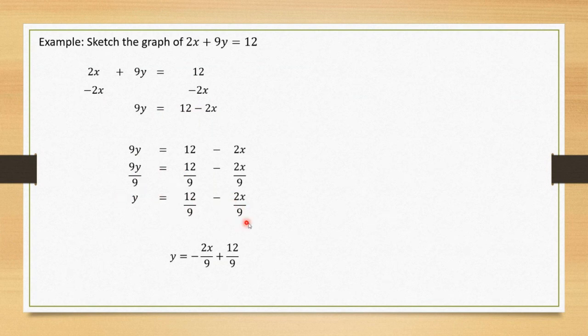And so from here, what we're going to do is we have this. Again, all I did was, you could leave it like this. I just wrote it as minus 2x over 9 plus 12 over 9. That's all I did. Yes? Could we simplify the 12 over 9? You could if you want. Good question.